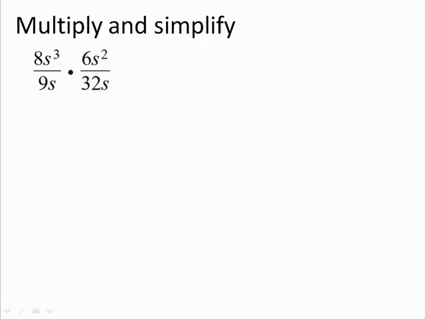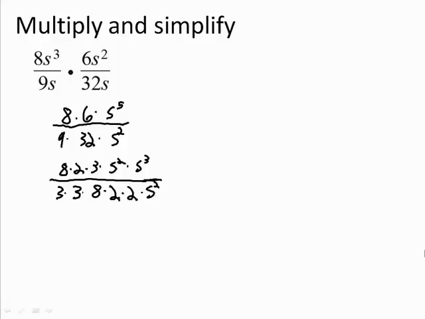Multiply and simplify. 8s cubed divided by 9s times 6s squared divided by 32s. Multiply the numerators and denominators: 8 times 6 times s to the 5th divided by 9 times 32 times s squared. Break the 6 into 3 times 2, the s to the 5th into s squared times s cubed, the 9 into 3 times 3, and the 32 into 8 times 2 times 2. 8 times 2 times 3 times s squared times s to the 3rd divided by 3 times 3 times 8 times 2 times 2 times s squared.